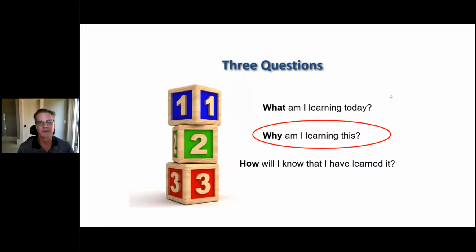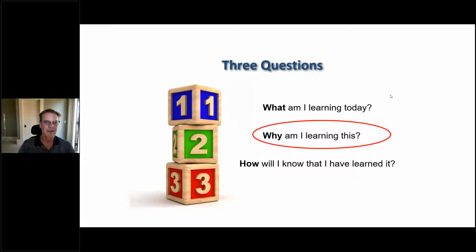The effect size of success criteria is 0.88, double the average effect of everything we do in school. The average is 0.40, and it's 0.88 for success. Knowing what success looks like, having something to aim for. And that allows students to have goals, monitor goals. Again, another SEL skill that we're trying to accomplish with our learners.